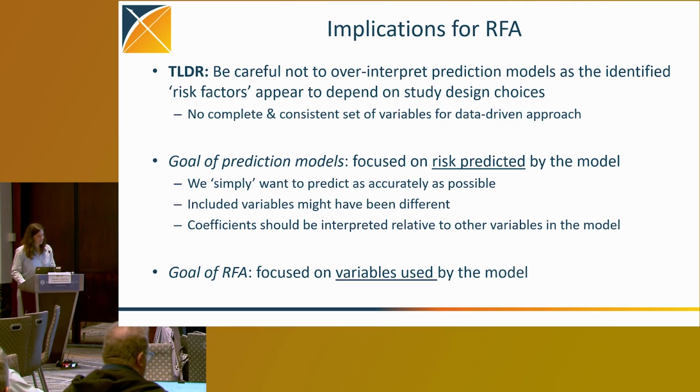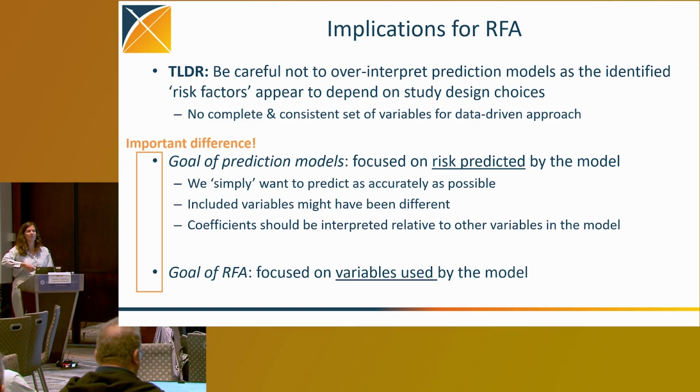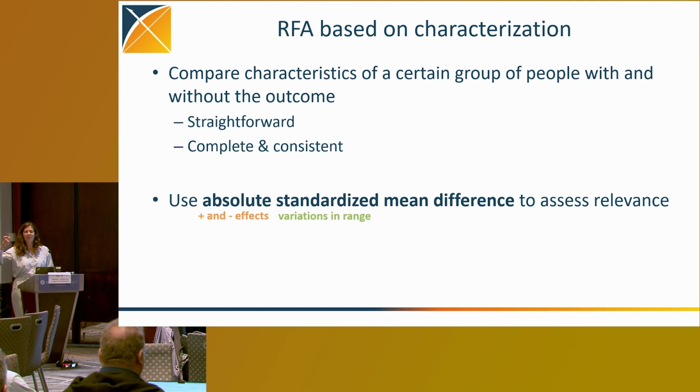So why does this happen? The goal of prediction models is focusing on risk prediction. We just want to predict as accurately as possible. The variables used might have been different in different models, and also coefficients should always be interpreted relative to the other variables in the model. So it makes sense that these effect estimates change, that the signs flip, and that is correct. But we have to think about how we deal with that when we present those results and how we interpret that.